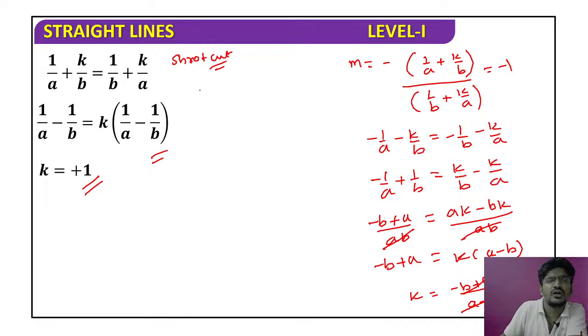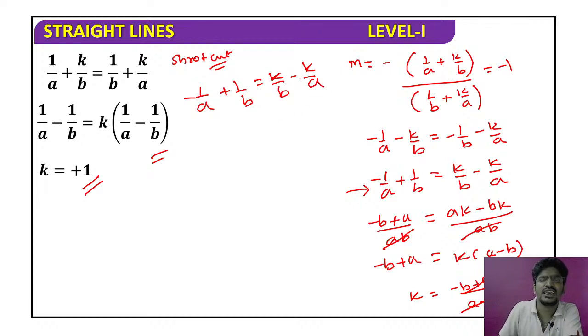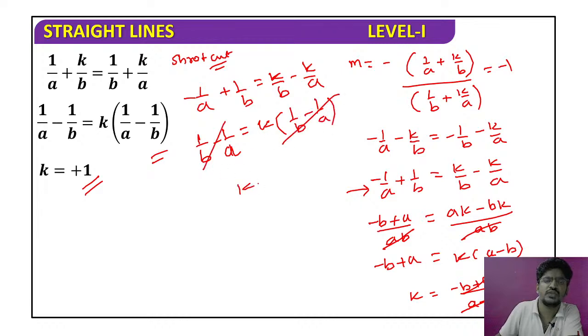What you can do, write 1 by a, minus 1 by a and plus 1 by b, minus 1 by a plus 1 by b from this step. k by b minus k by a. You can take k term common, that is 1 by b minus 1 by a. If I take k term common, 1 by b minus 1 by a, so you can cancel this 2 and you can write k equal to 1. So that will be your shortcut method, right?